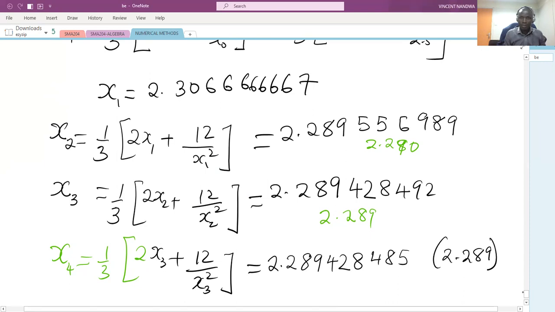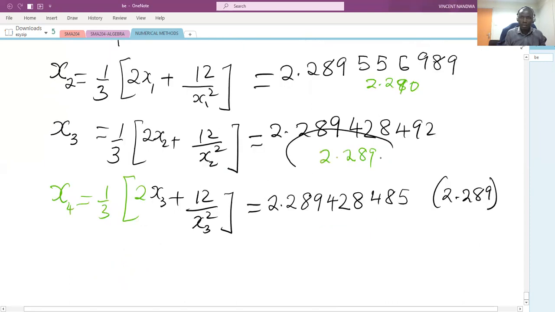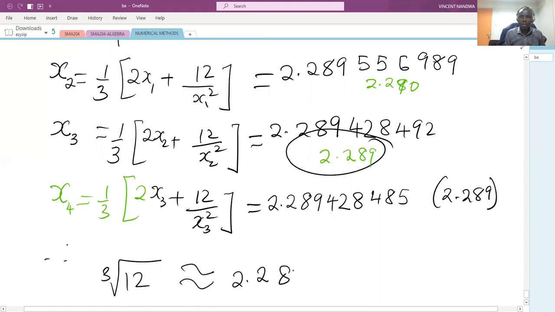So this will be 2.289. Because this and this agree to the stated level of accuracy, we say the cube root of 12 is approximately 2.289 to the nearest 4 significant figures. So that's how we solve it. You can, in a similar way, find the iterative formulas for finding the nth root of a given number n.